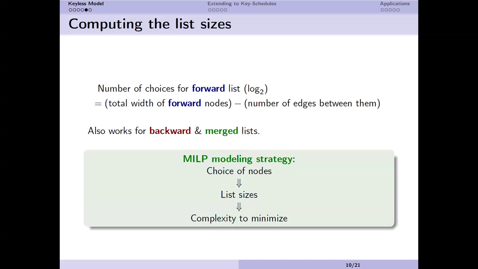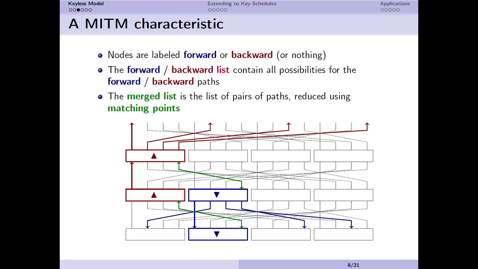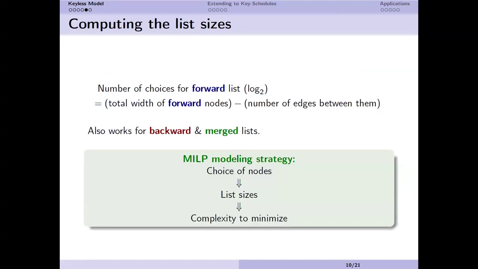And now you can see that the sizes of the forward, backward, and merge lists are basically only determined by the choice of these nodes. Because you take the total width of forward nodes, this is the total number of possibilities, and reduce this by the number of edges that are between them. In my previous example, if you take the backward list, it works the same. You have 2^4 possibilities for the first node and 2^4 possibilities for the second one, but you also have one edge between them. So it's 2^4 times 2^3. And in log 2, this gives you simply this expression, which is completely linear and defined by linear constraints.